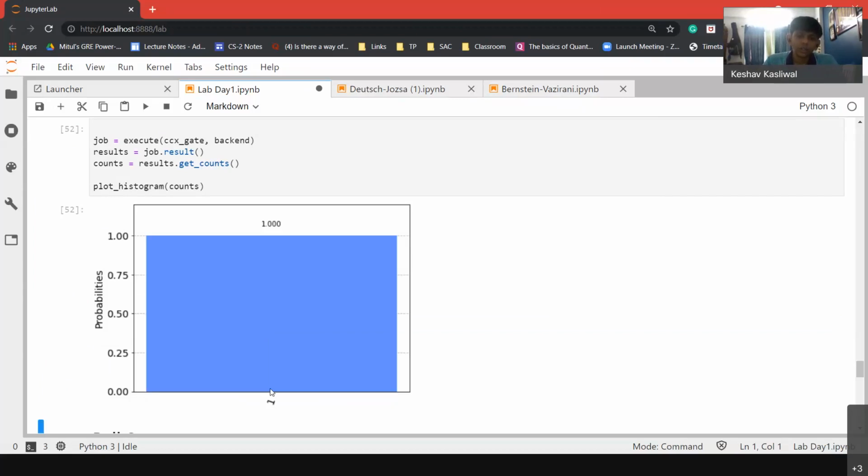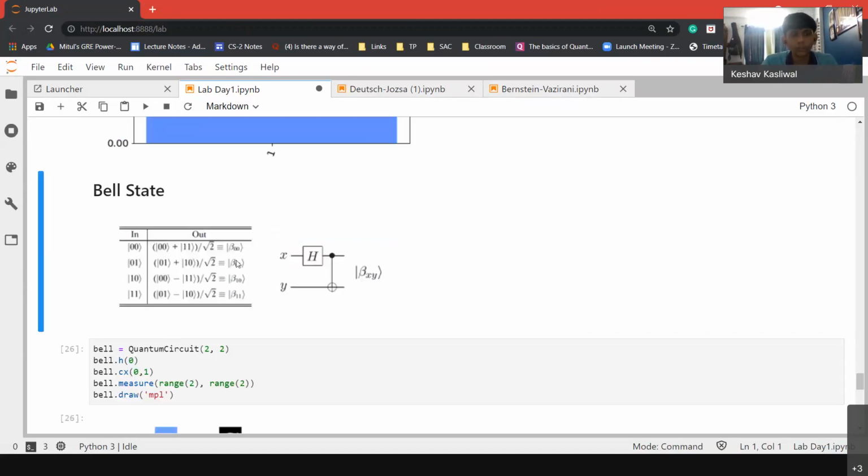That is because, as I said, it gives a very good classical counterpart indication to the AND gate. If both of the inputs are 1, then we get 1 as an output, right? So this could be converted into a classical AND gate too. So moving on to the Bell state.